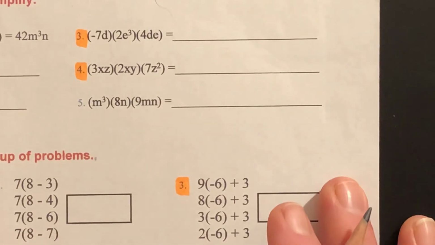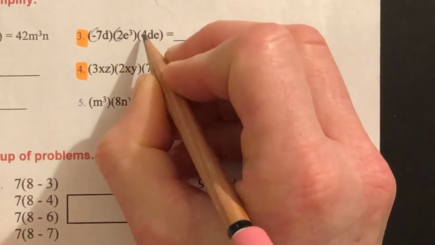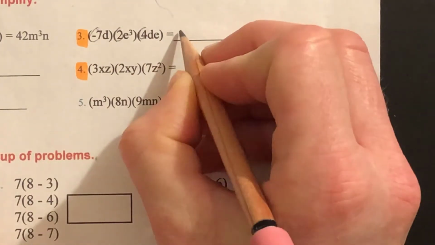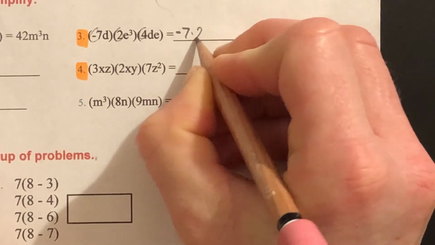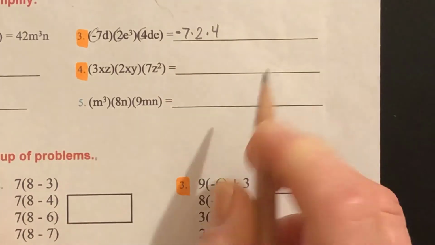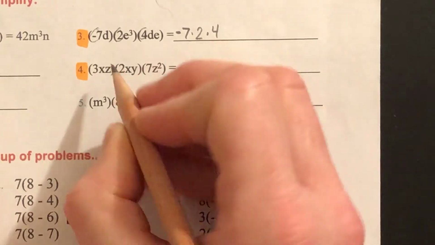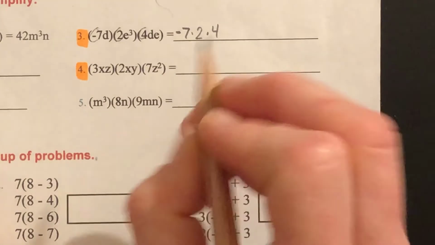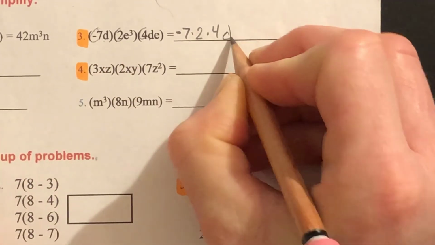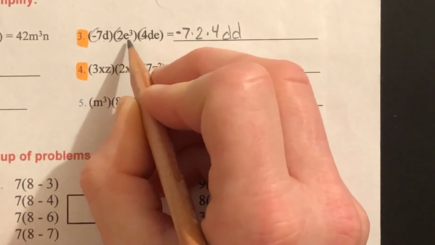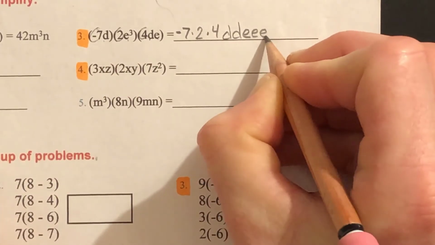So we'll start with all the coefficients. These are the coefficients. We've got -7 times 2 times 4. We got to be careful because this can take up a lot of space, so I'm going to try to write a little bit smaller. Then we have alphabetical order, D times D, and then E cubed and E. So E cubed, E times E times E, and E.